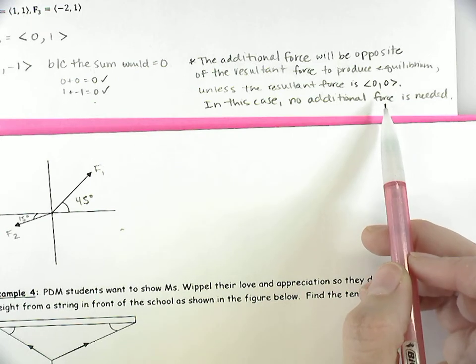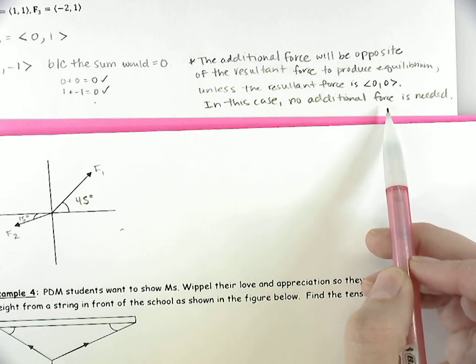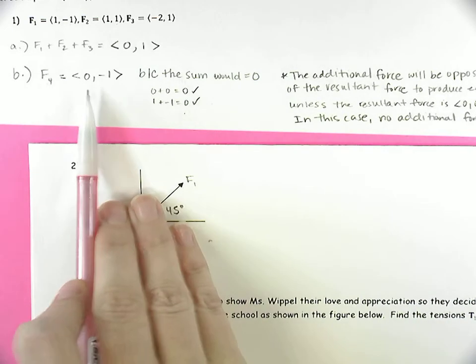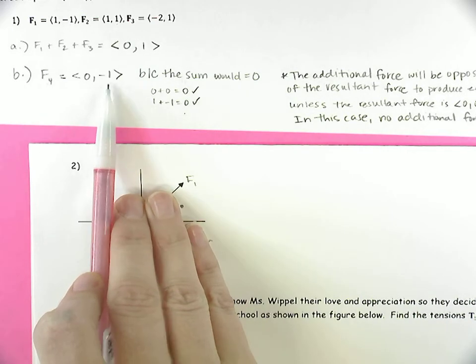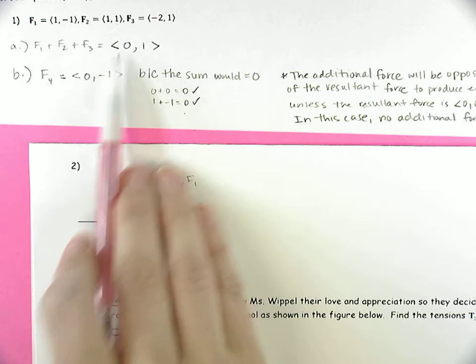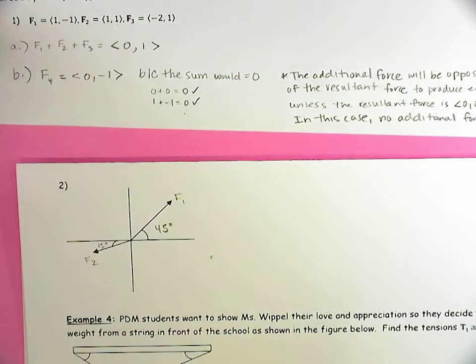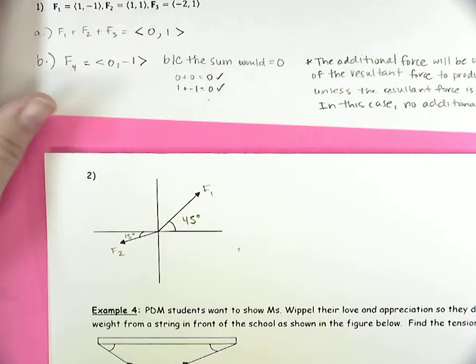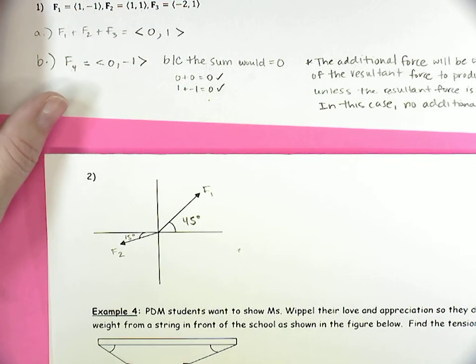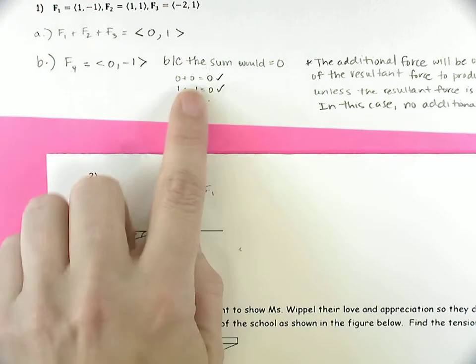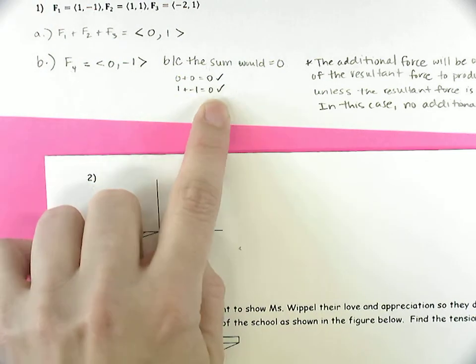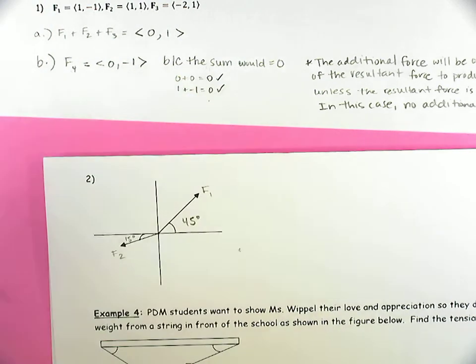Okay, then what is part B? For part B, you should have 0, negative 1. That's what gets it to 0. Because if you add these two together, if you do the sum, then it would be 0, 0, and that's equilibrium. So you're trying to get to 0. Yes, exactly. So whatever you would add to get to 0. Because 0 plus 0 is 0, and 1 plus negative 1 is 0, that's why this is our other force.